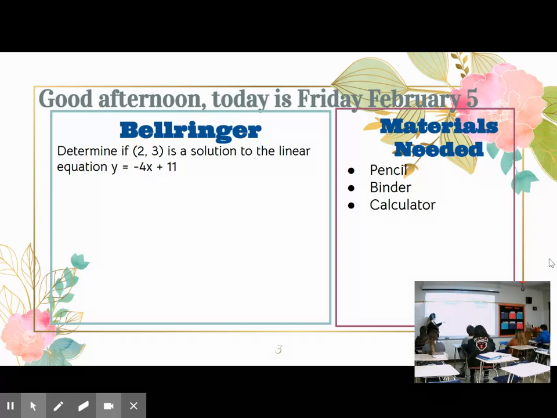So this ordered pair 0, 11 is a solution. This ordered pair 1, 7 is a solution. This ordered pair, which is 2, 3, is a solution. So all of these ordered pairs are solutions, plus all the ordered pairs in between those are solutions.